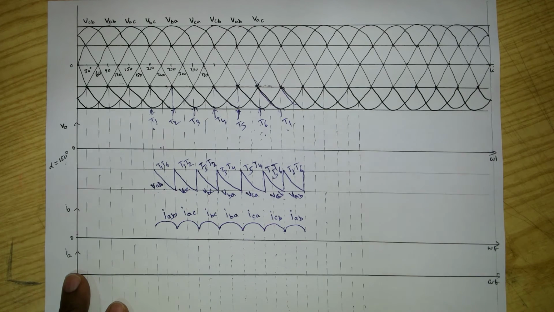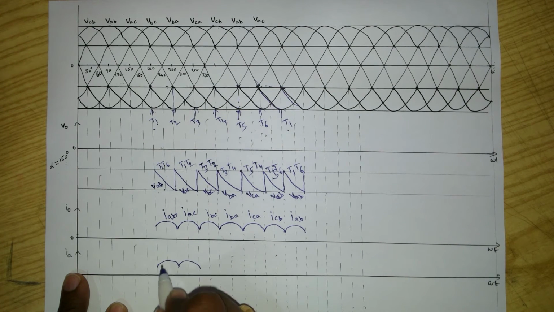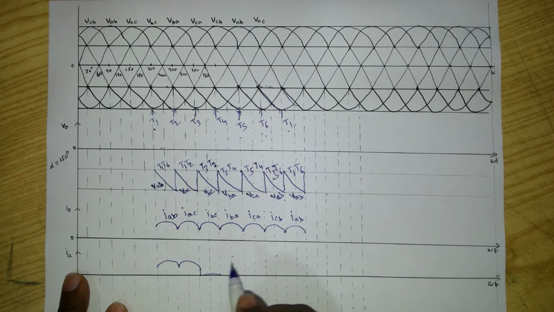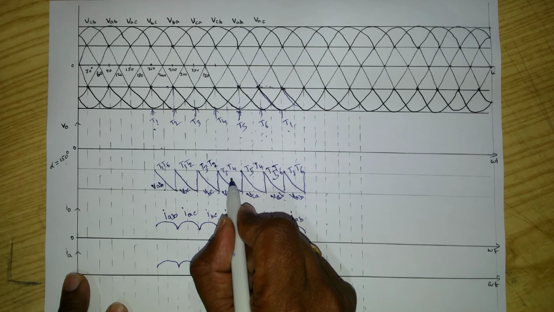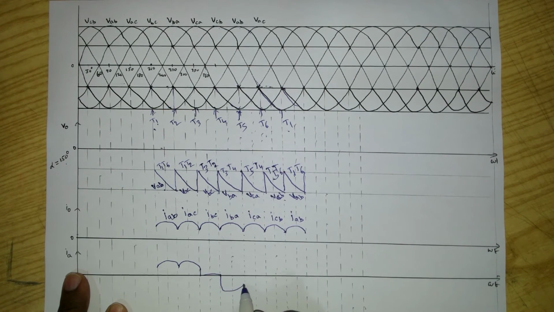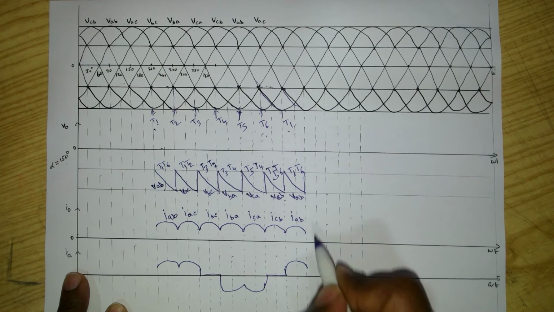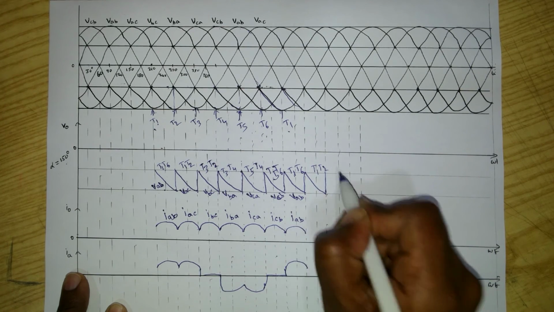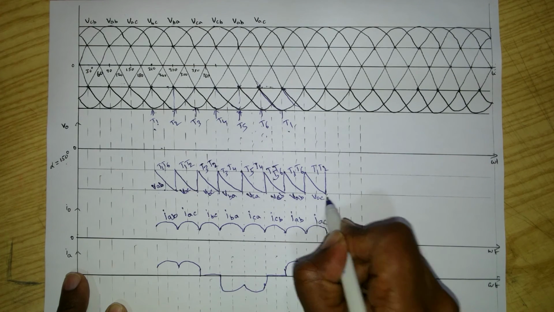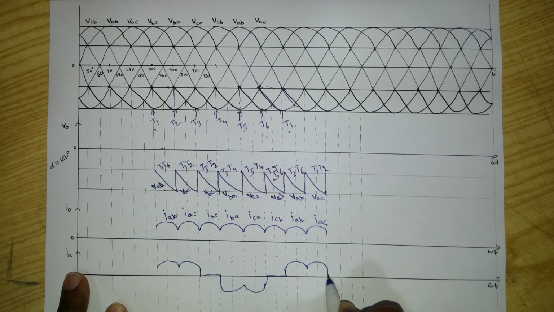Okay, let us see. During this period, see here to here, T1 is conducting, so IA is the same as I0. During this period, neither T1 nor T4 is conducting. Then during this period, T4 is conducting, so IA is negative. Again during this period, T1 and T4 are both not conducting. Again from this instant, T1 is conducting, and here T2 will also conduct. Output voltage is VAC, so output current is positive, like this.